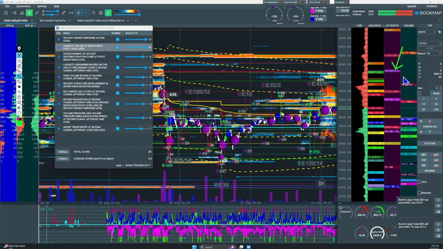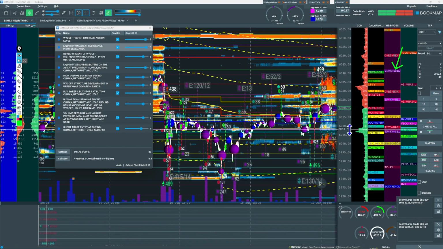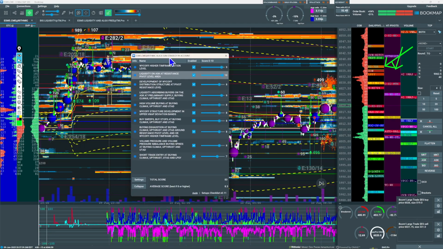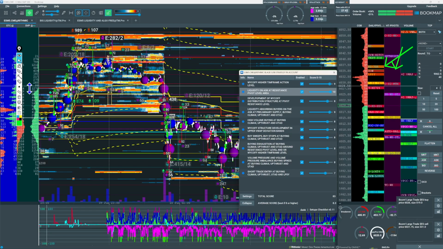So where is R1? Hold on, gotta open this up a little bit. Right, so that's my pivot level. That's the resistance area or the resistance zone, right? So the distribution, hold on, let me just move this across. Right, so the distribution is happening around R1 level, right? And then what else are we looking for?